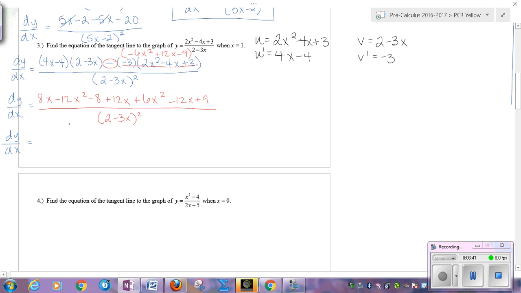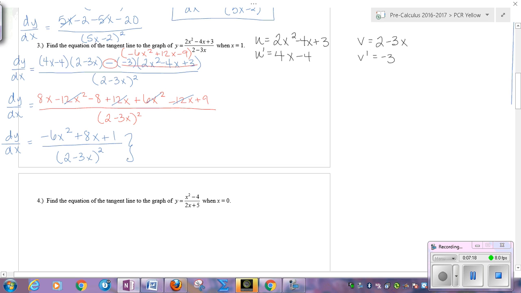All right, now we're going to go back and combine some like terms. So it looks like we have a negative 6x squared. So that takes care of those 2 terms. And then let's take a look at our x's now. Oh, look at that. We have a positive 12x and a negative 12x. So we can cancel those, and that's just going to leave us with an 8x here. Okay, and then we have a negative 8 and a positive 9. So that's going to leave us with plus 1. All over the quantity 2 minus 3x squared. Okay, now there's the derivative.